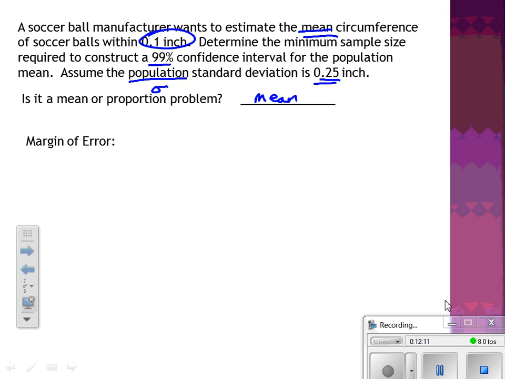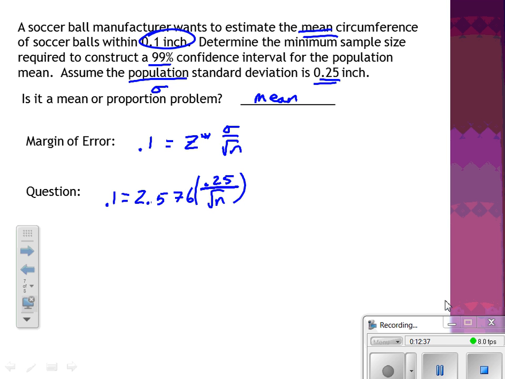The margin of error for us is 0.1, and that's going to be equal to z star times sigma over the square root of n. Let's go ahead and solve this. So 0.1 equals, go to your t table, 99%, all the way at the bottom is 2.576, times sigma, which is 0.25, over the square root of n. Now it's just a matter of plug and chug. 5, 7, 6. We got 0.0388 equals 0.25 over the square root of n.